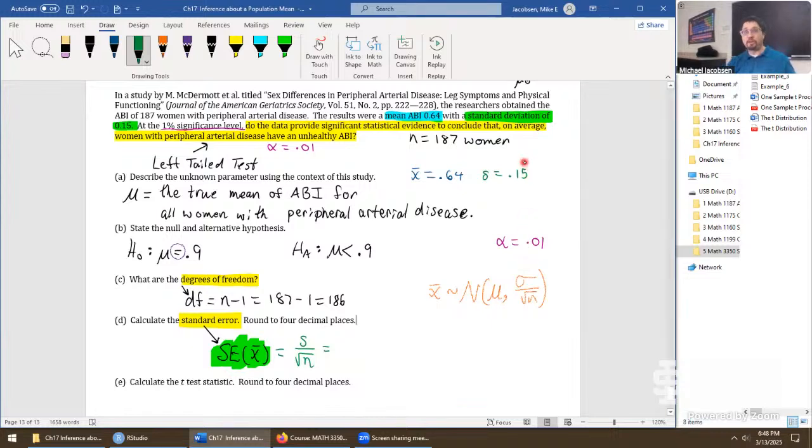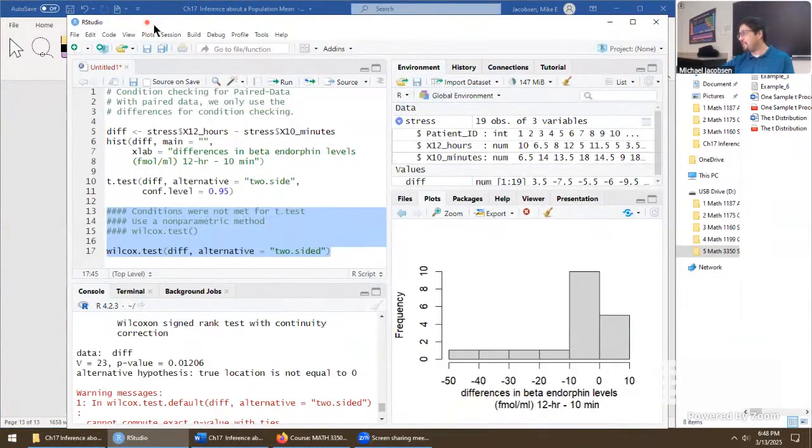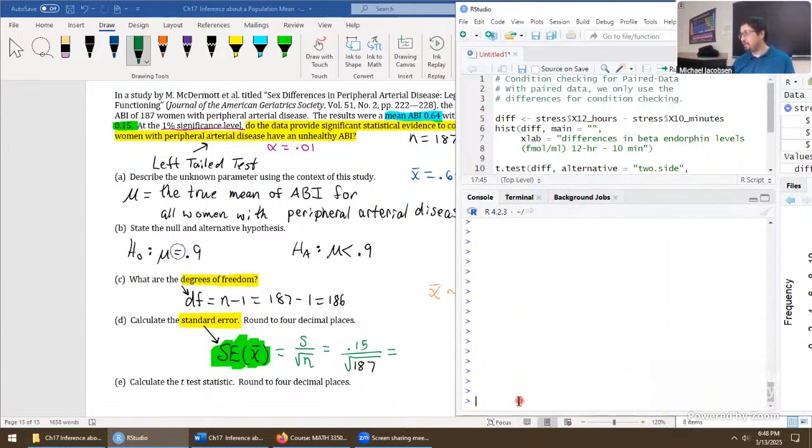Go grab your S value, it's 0.15. Divide by square root of sample size. This is a common mistake I make, put in 186. Make sure you put in the original sample size, 187. And this gives us standard error. It's really just a calculator problem. So at the moment, we're using RStudio as if it really is a calculator, like one you might bring to class. So 0.15 over square root 187 gives us this for the standard error. This is the approximate standard deviation of the statistic X bar.